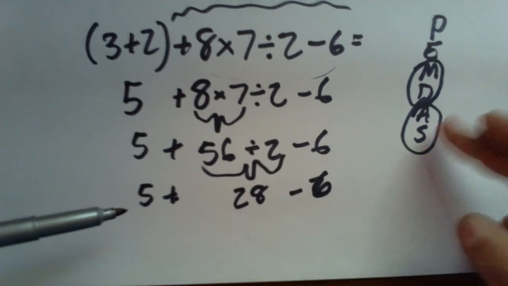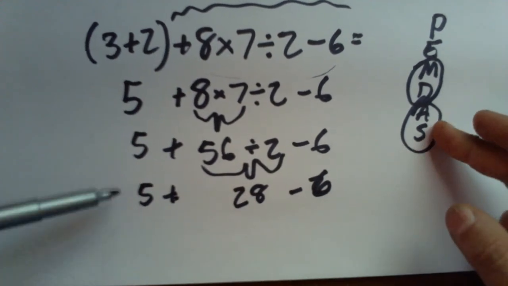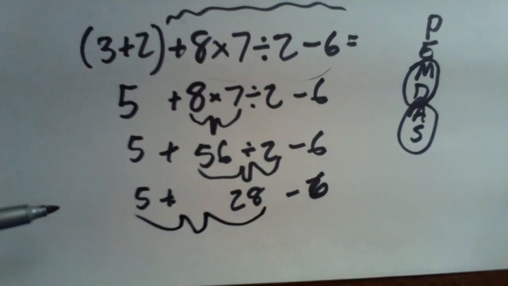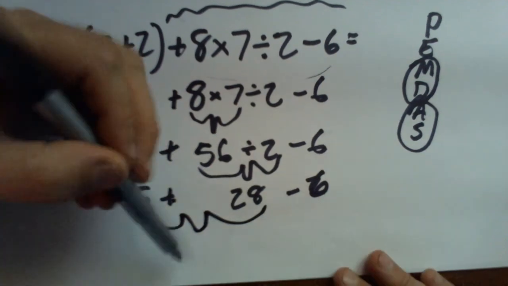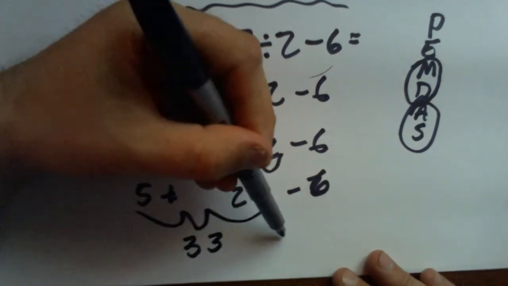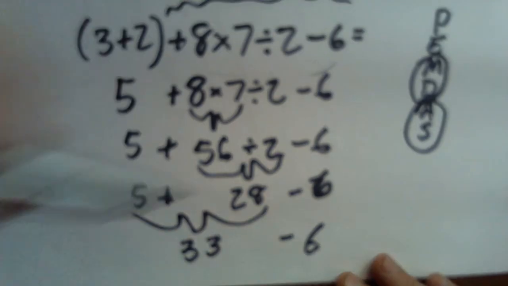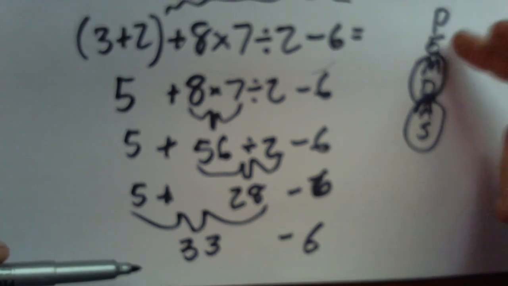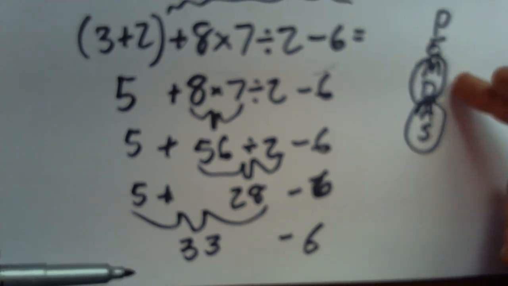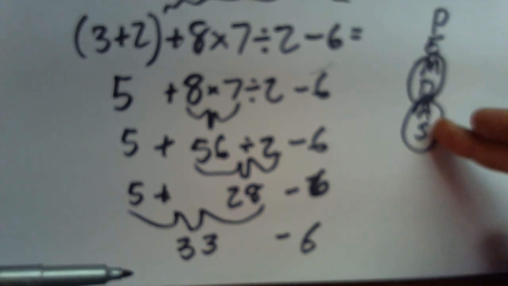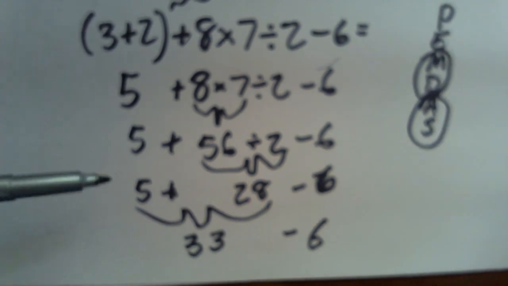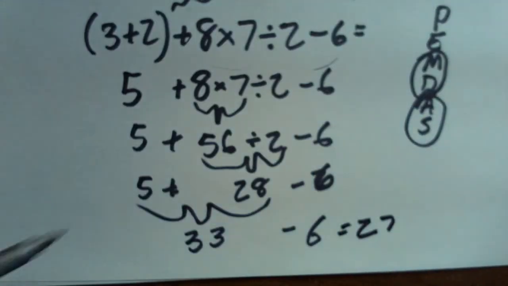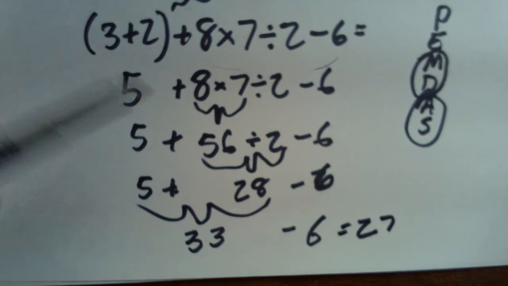Which one do I do first? Doesn't matter. It's what I run into first coming from left to right. First thing I run into is 5 plus 28. What's 5 plus 28? 33. I'm going to drop that minus 6 down as is. Again, now I have 33 minus 6, no parentheses, no exponents, no multiplication or division, but there is a subtraction. So 33 minus 6 is 27. So all of this pans out to 27.